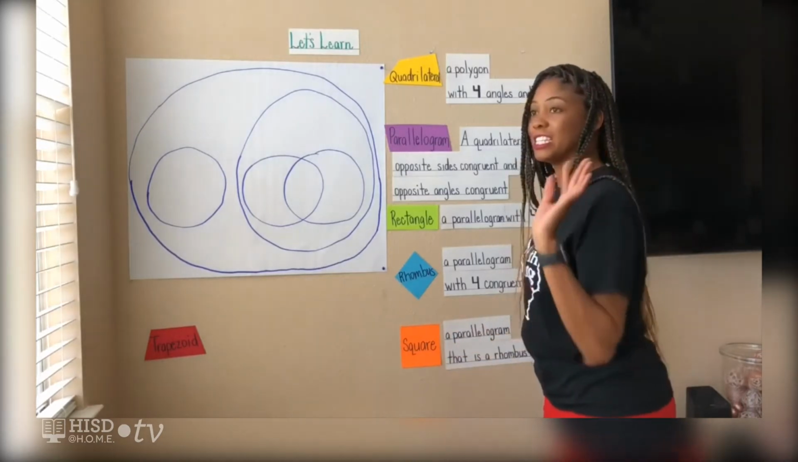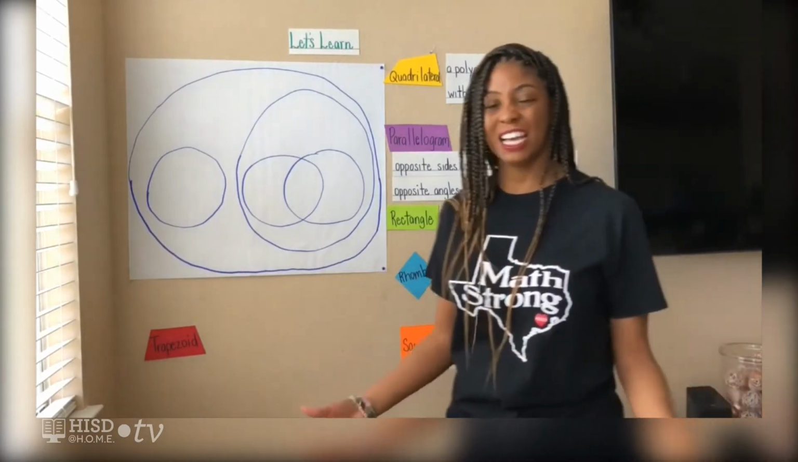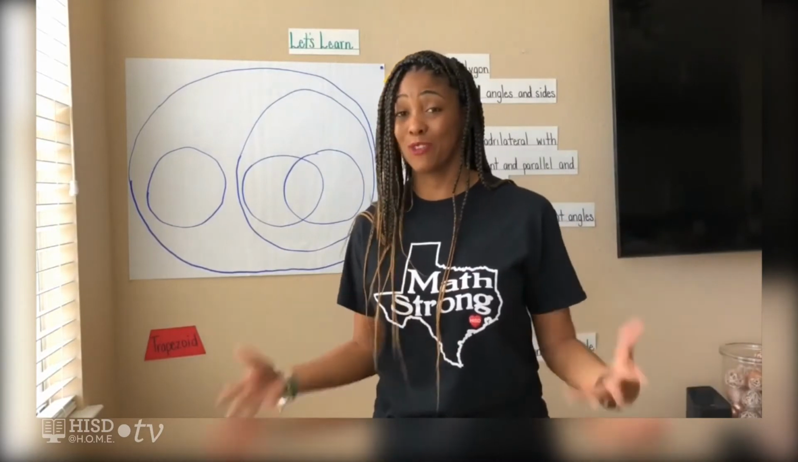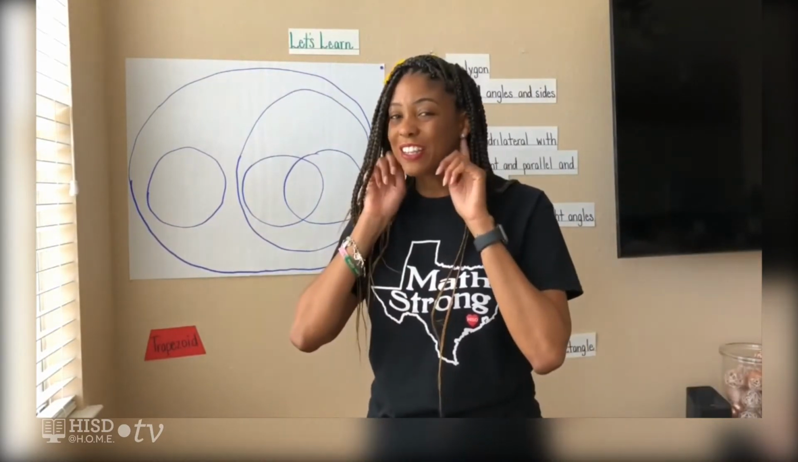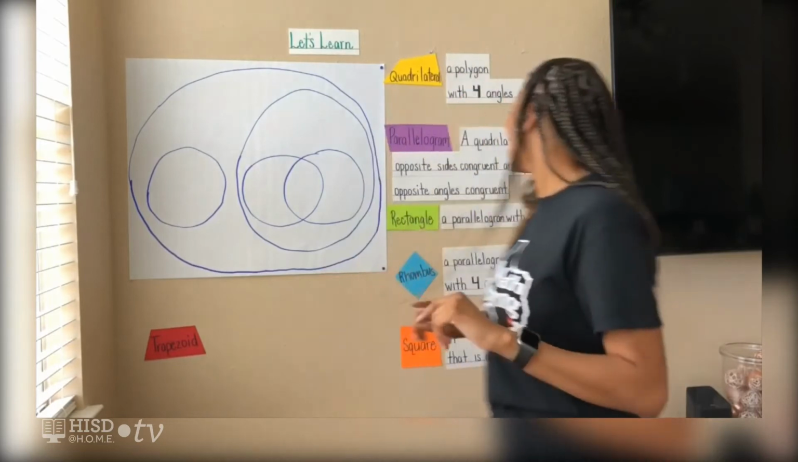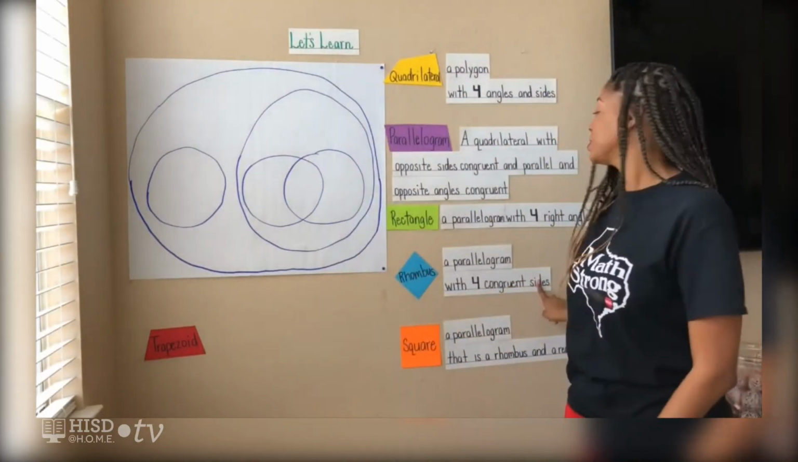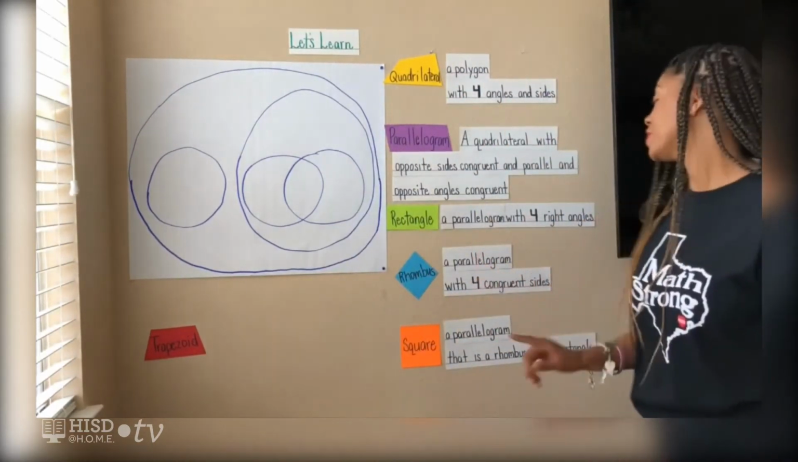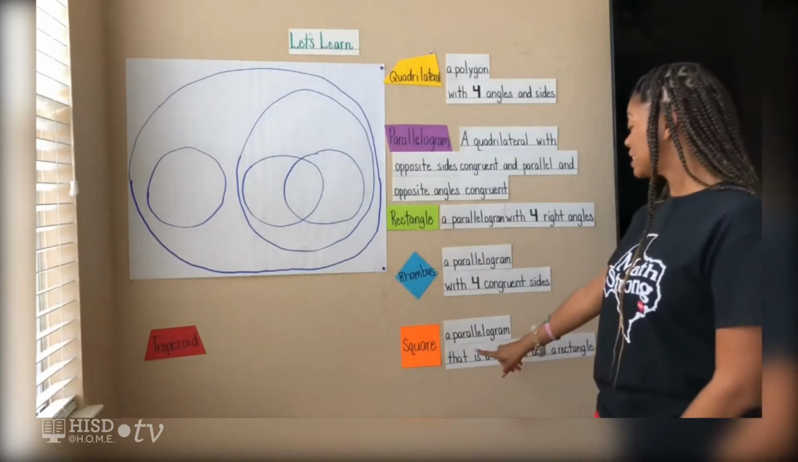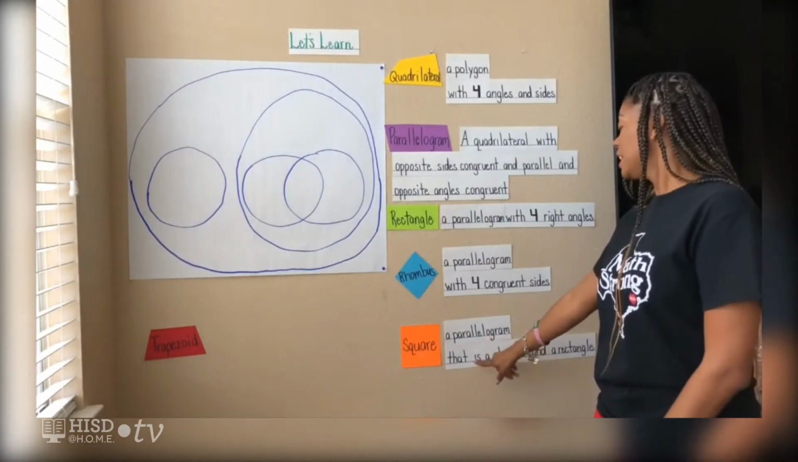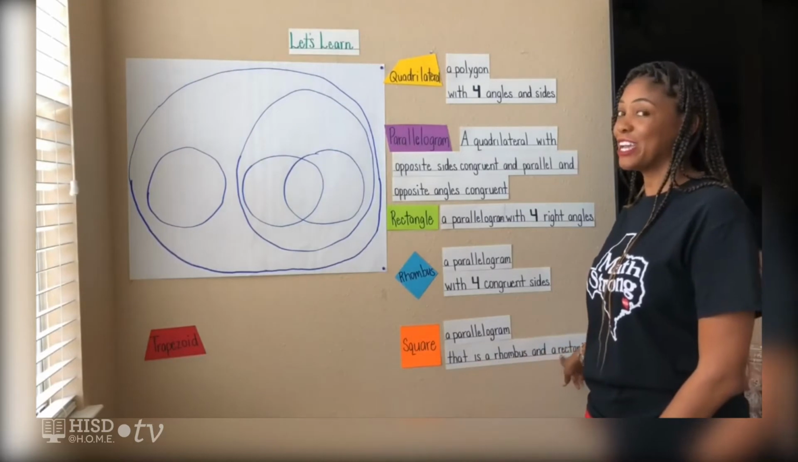And we know how I just said that it's a parallelogram with 4 congruent sides and 4 right angles. Have we heard that before? We have. We heard it when we talked about rhombus and rectangle. So for this definition, we said a square is a parallelogram that is a rhombus and a rectangle.